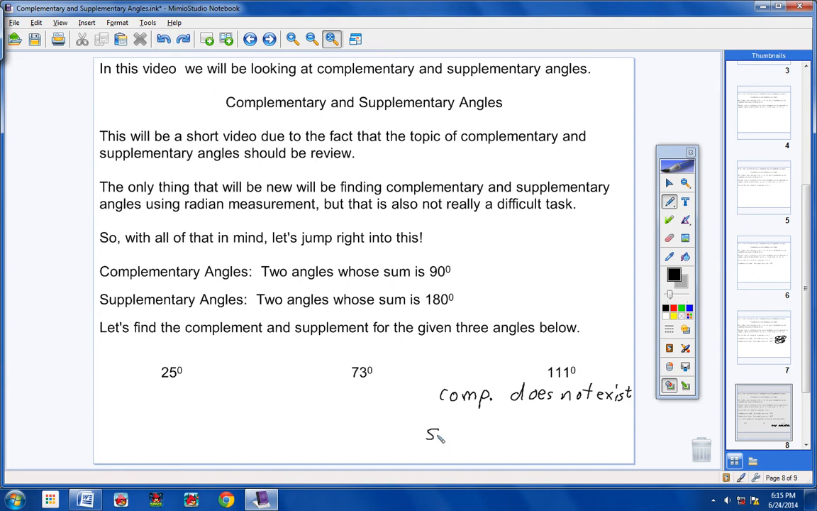Now the supplement, however, would be 180 minus 111. All right? And that should give you 69 degrees. If you take 111 and add to it 69 degrees, you will get 180. So the supplement of 111 is 69, or the supplement of 69 is 111 degrees. So that's really simple math, guys, finding the complement and supplement of given angles.